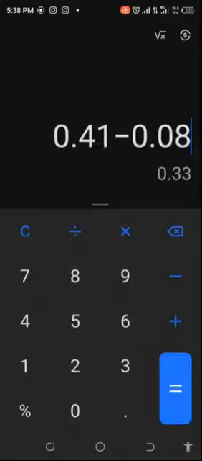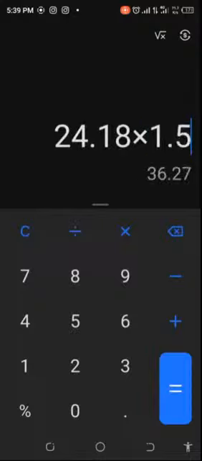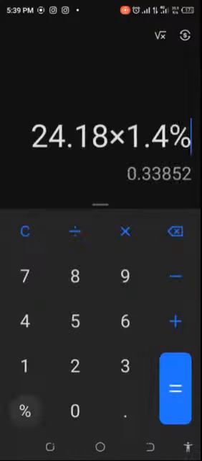So we'll have 33 cents. That's still good. What percentage is that? I just hope I'm not wasting too much time. That will be 24.18 times 1.5. Something in the range of 1.5, 1.4%. So it's a 1.4% profit potential. Let's go ahead and see how this goes.